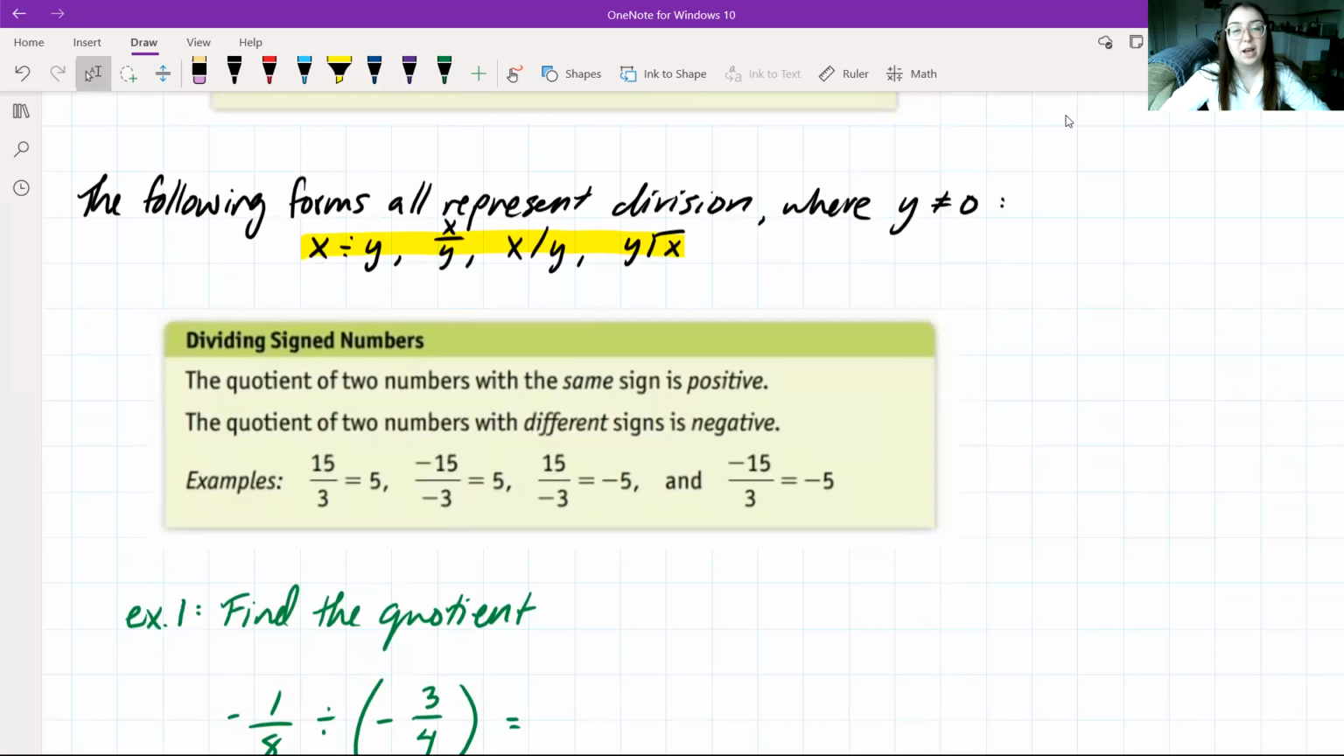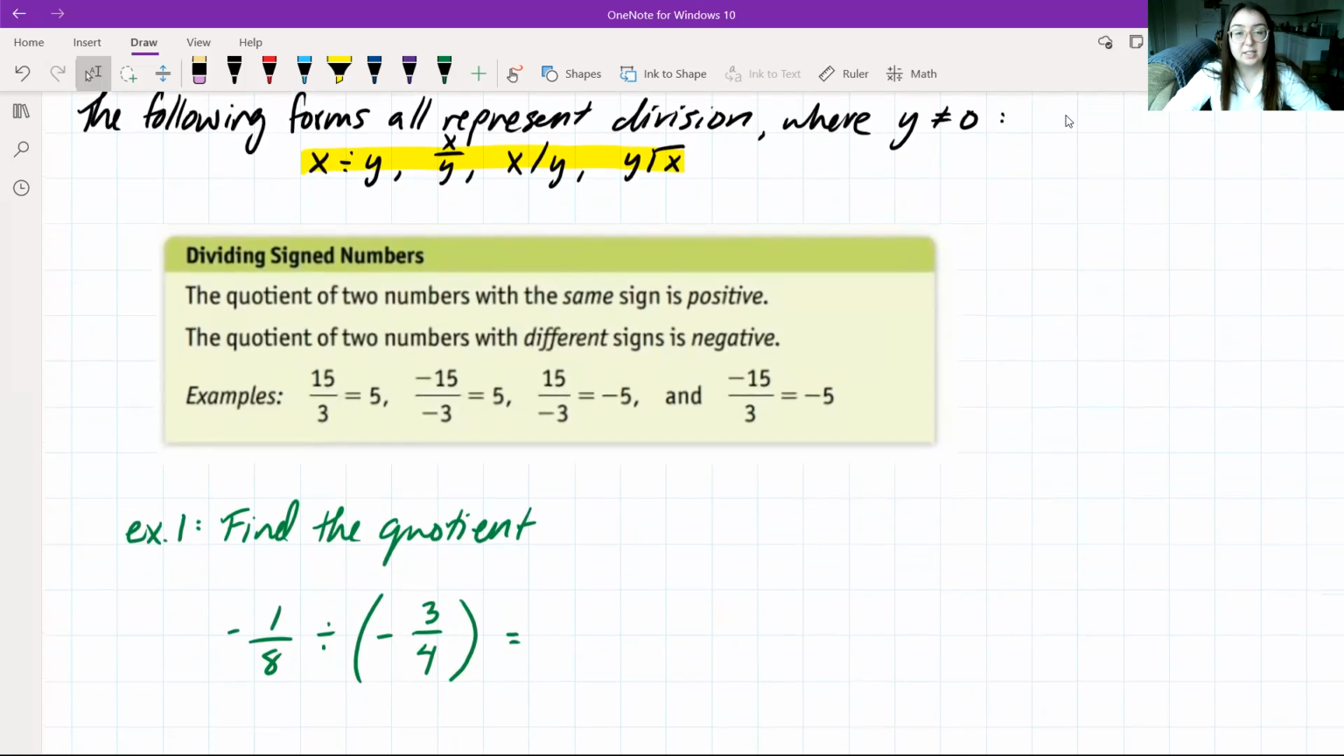So the following forms all represent division, where of course y is still not equal to 0. X divided by y with our division symbol, x over y in our fraction form, x over y again, just another different way of writing a fraction form, and then we have our y with our division bar over x.